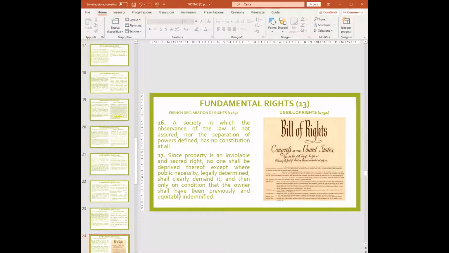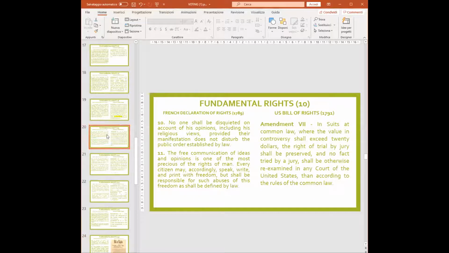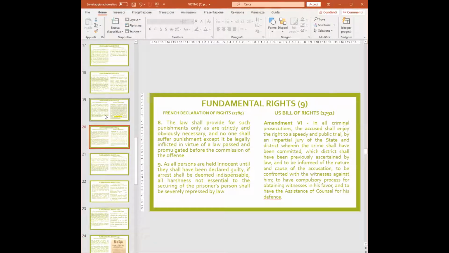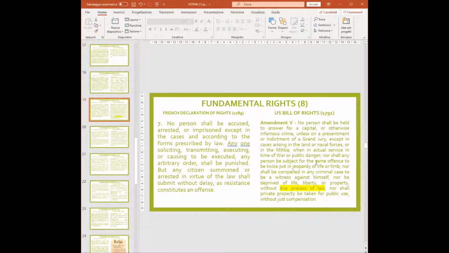So here you see very clearly the same principle that we found in the Fifth Amendment: nor shall private property be taken for public use without just compensation. Here we see the same principles on both sides of the Atlantic.